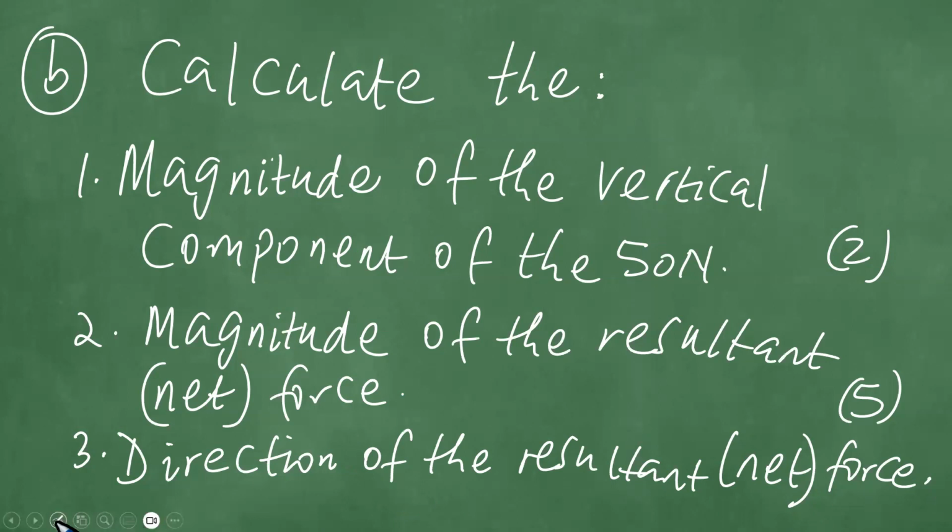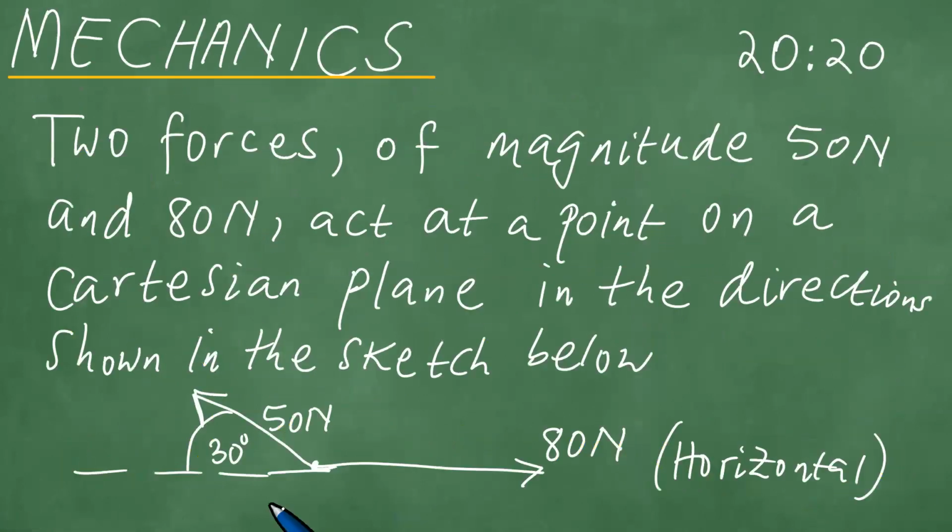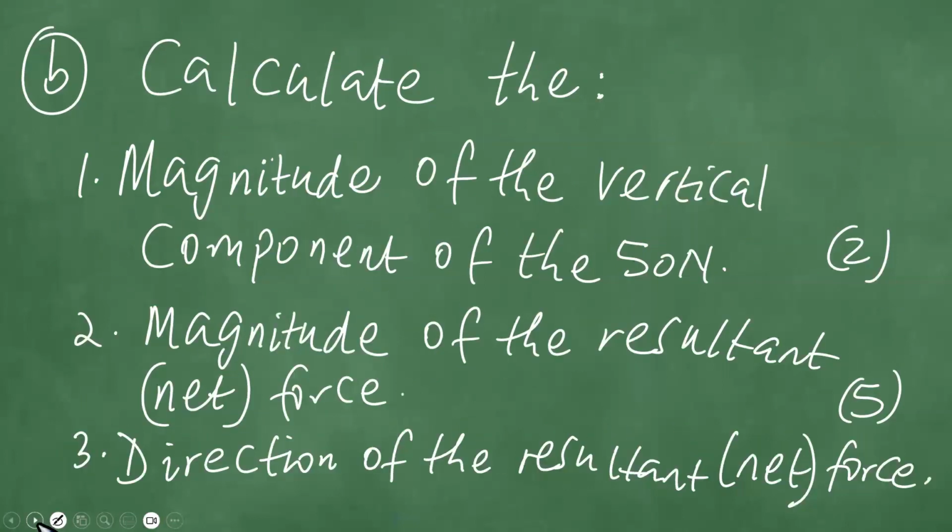Okay, let us look at these particular problems here. To calculate the magnitude of the vertical component of the 50 Newton force. We remember this is the diagram, the sketch, and we can see the 50 Newton force acting at an angle of 30 degrees to the horizontal, and we can see the 80 Newton force acting along the horizontal. We are interested in using this diagram, but also answering specific questions, this one being the vertical component of the 50 Newton force. Let's look at this one step by step.